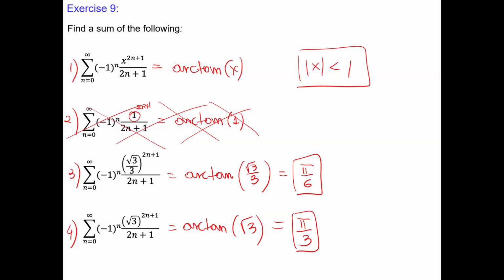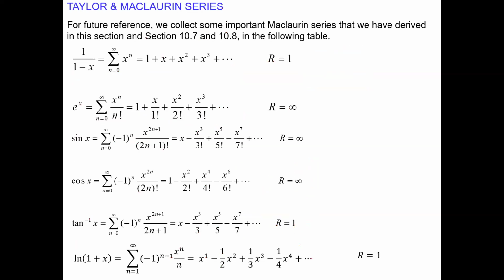60 degrees, pi over 6. Okay, that means number 2 is tricky. We cannot really use it. Okay, and now this is the summary. That's all of the formulas that we have to know.